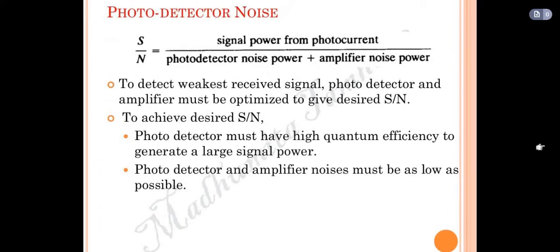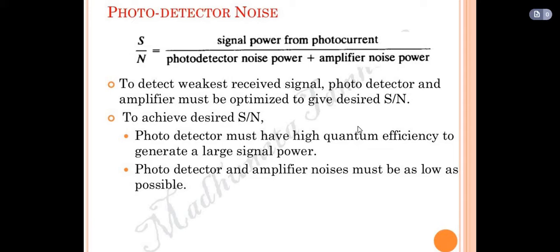So basically, what is SNR, students? It is the signal to noise ratio. Here, what are we going to understand? We are going to find the signal power from the photocurrent divided by the photodetector noise power plus the amplifier noise power, because we have two kinds of noise. One is the photodiode detector noise, another is the amplifier noise. For detecting that, we use the weakest received signal, and then the photodetector and the amplifier must be optimized in order to achieve the desired SNR.